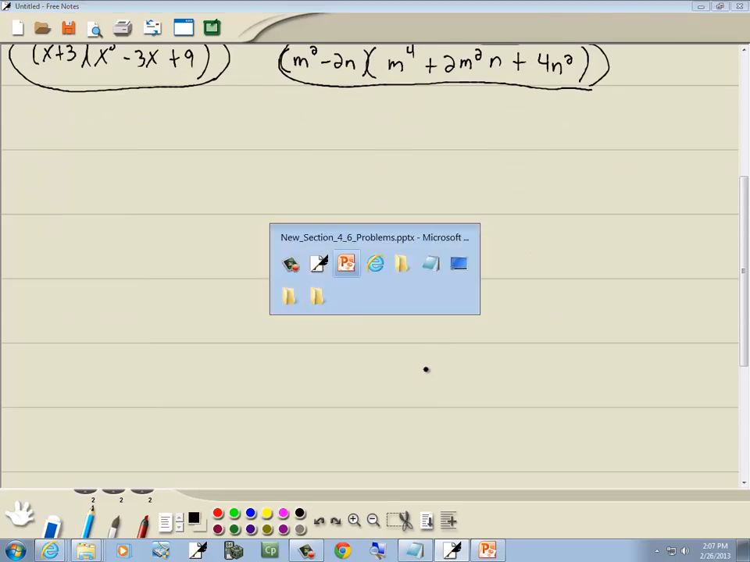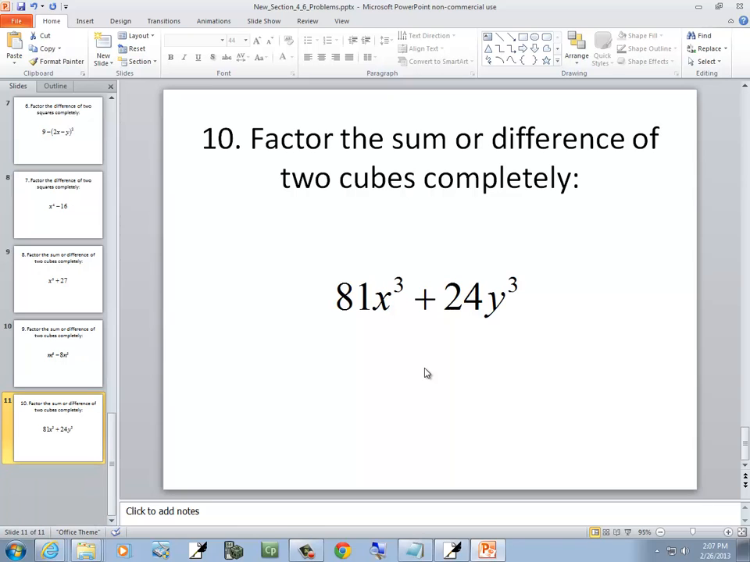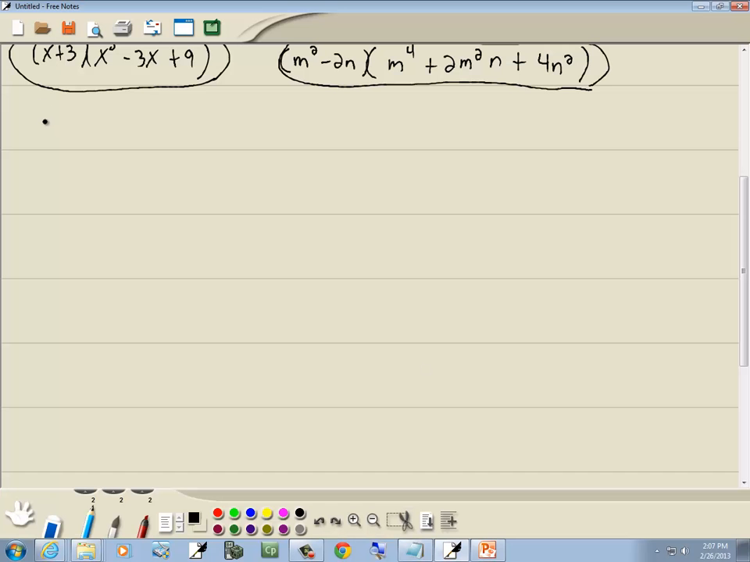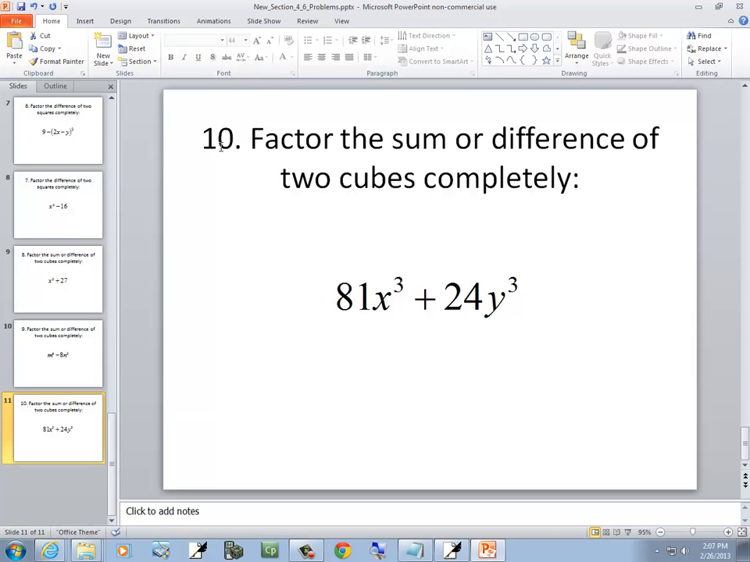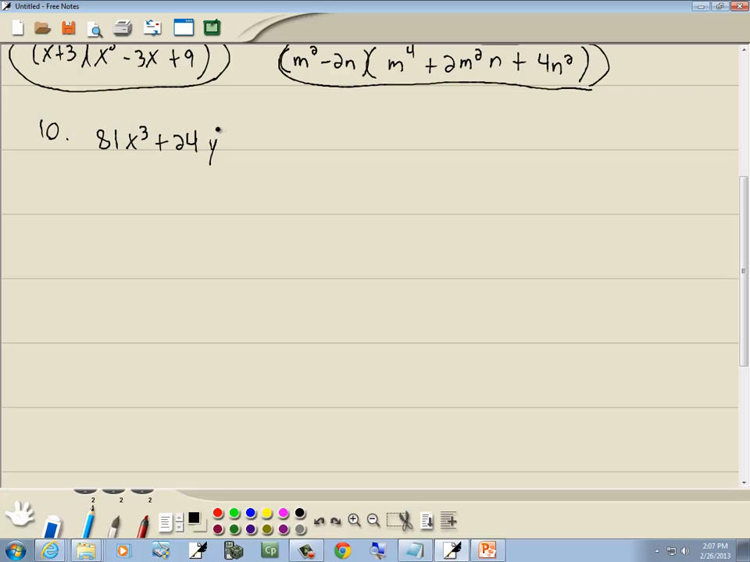Scroll down here. Let's take a look at this one. We've got 81 x to the third plus 24 y to the third. Now if I dive right in with the sum of 2 cubes, nothing times itself gives you 81. And nothing times itself 3 times gives you 81, I should say. And nothing times itself 3 times gives you 24. So it appears like it's prime again.